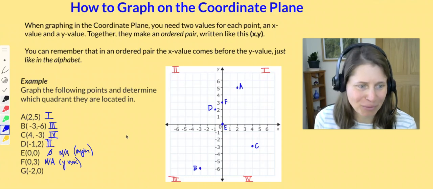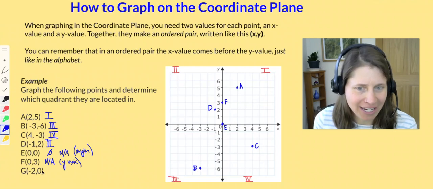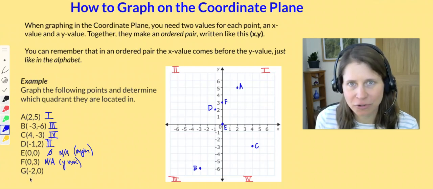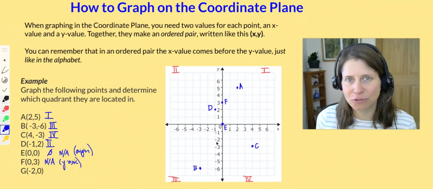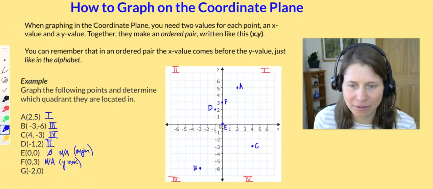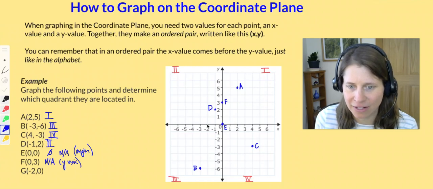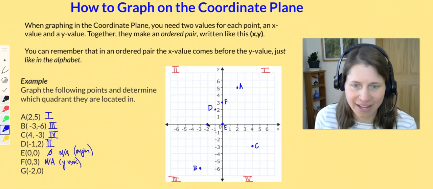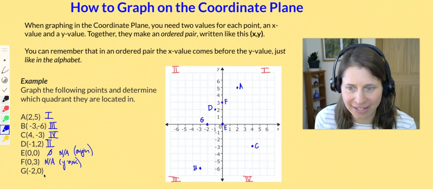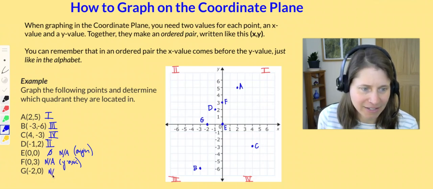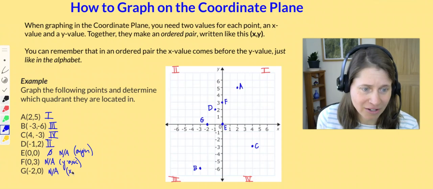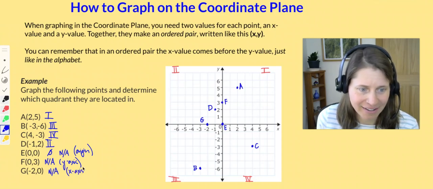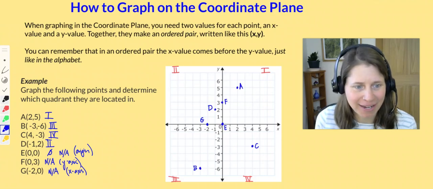All right, one more, which is G, negative 2 for x and 0 for y. Where do you think that's going to go? Negative 2 for x and 0 for y. Okay, so negative 2 for x is here, and then we don't go anywhere for the y. We're going to go ahead and just put a point, and that is point G right there on the x-axis. So again, there is no quadrant that that point is in. It's on the x-axis. All right, nice job, everybody.